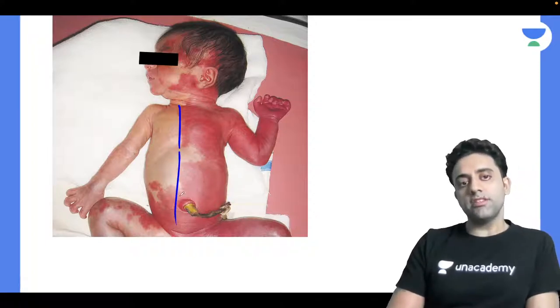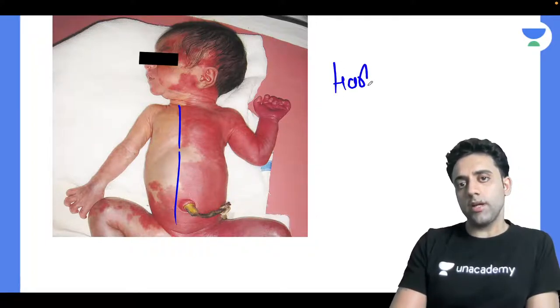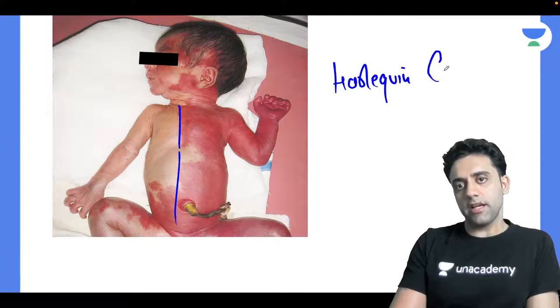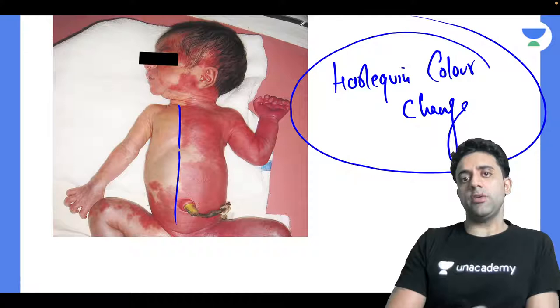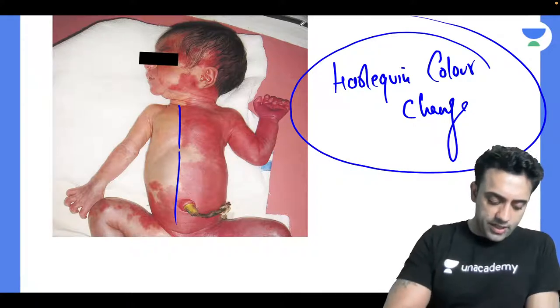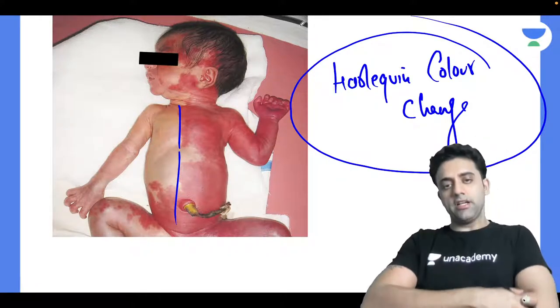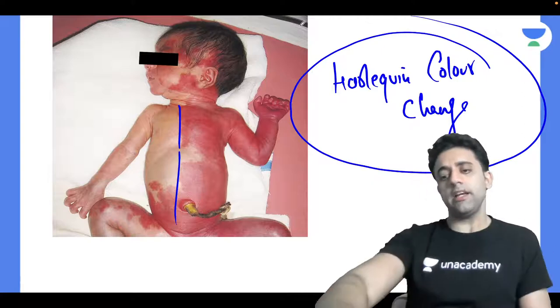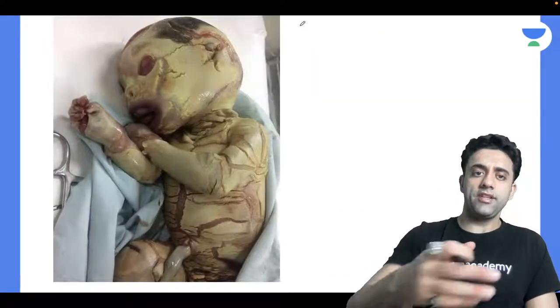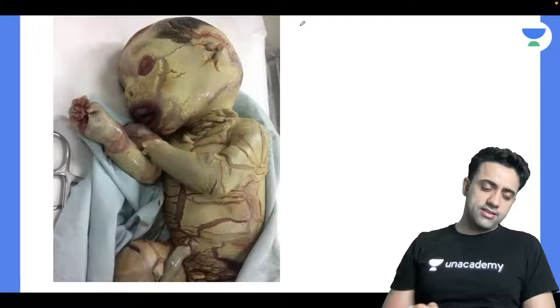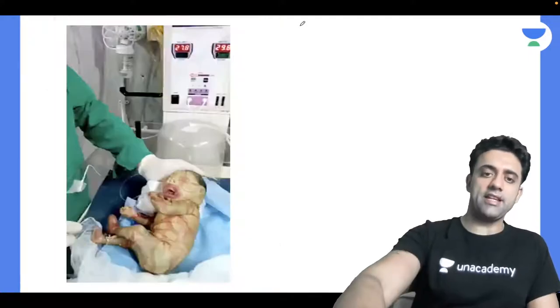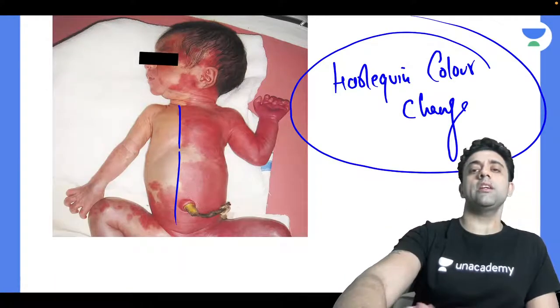Okay, so what is this picture? This is nothing but harlequin color change. Remember, harlequin baby is different and harlequin color change is different. This is not ichthyosis, dear. Ichthyosis vulgaris is this one, a typical picture of ichthyosis vulgaris. This one is the harlequin color change.